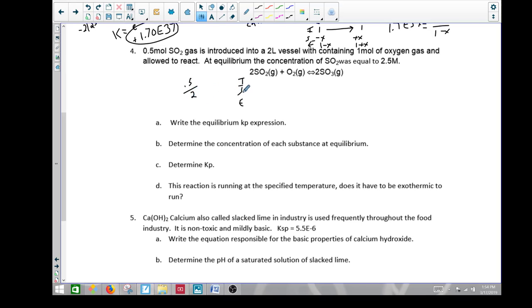That's 0.25. And 1 mole of oxygen, 1 divided by 2, is 0.5. And we don't have any of this product. I will be losing 2x here, losing x, and gaining 2x. This is difficult to do unless, of course, we have this. So S equals 2.5. Solve it out. That means x equals 1.25.